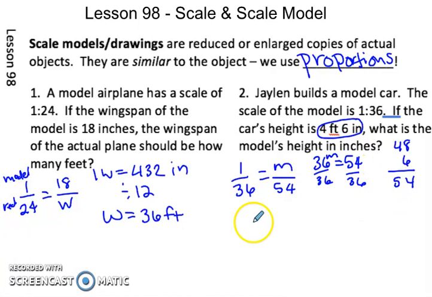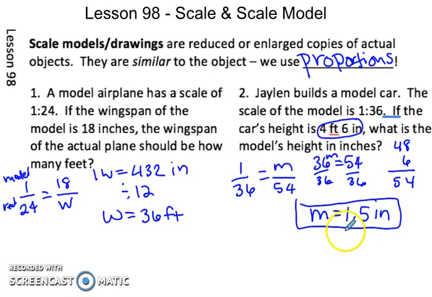And 36 goes into 54. You do long division on that. Again, I'm going to save you. Here we go, 1.5. And then my units on that one are going to be inches because I converted this guy to inches. And that makes sense that I want 1.5 inches for the smaller model car. So 1.5 inches on that. All right.